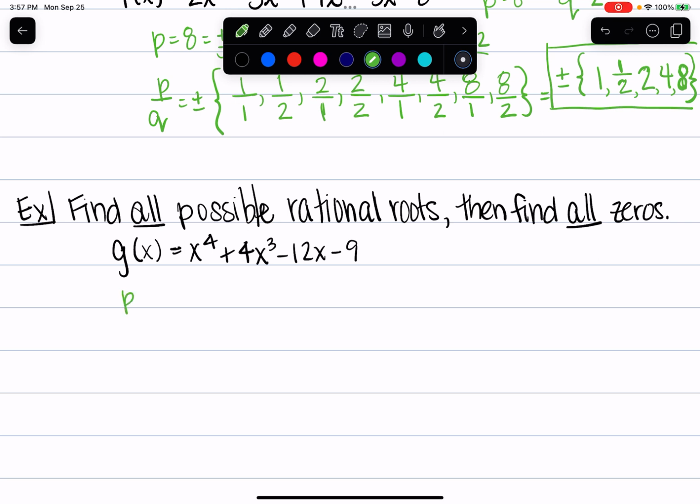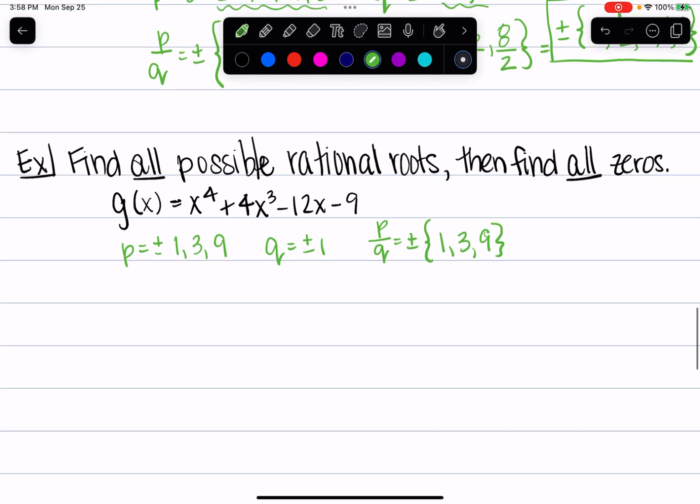So P is 9. All my integer values for P are 1, 3, and 9. Q is just 1. So P divided by Q is plus or minus 1, 3, and 9. Okay.